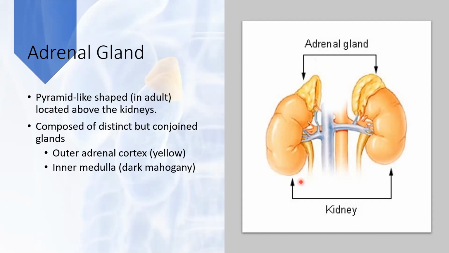Okay. Now we have what we call the adrenal gland. The adrenal gland is pyramid-like in shape in adults and located above the kidney, and it is composed of two distinct glands, the outer gland and the inner gland. That is your adrenal cortex and the adrenal medulla.